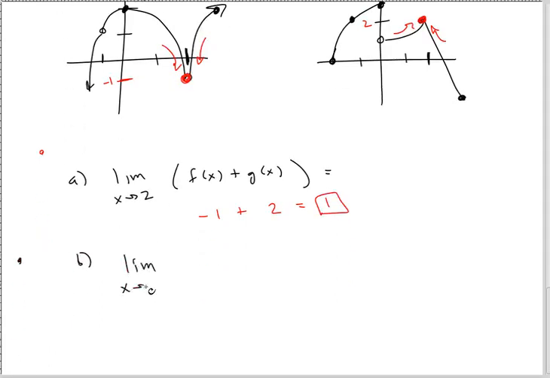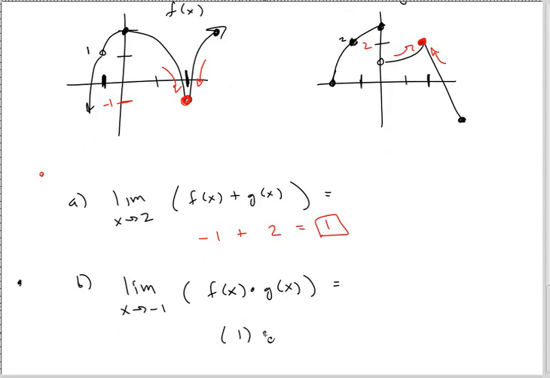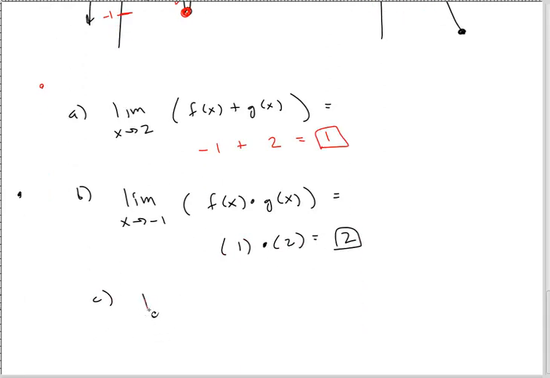The limit as x goes to negative 1 of f of x times g of x. Okay, so notice this time it's negative 1. So this is x equals negative 1 right here and right here. I believe it's a 2 height for this guy, and this one here is a 1 height. So I have a 1 height times a 2 height. 1 times 2 is 2. Wow, really? Yep.